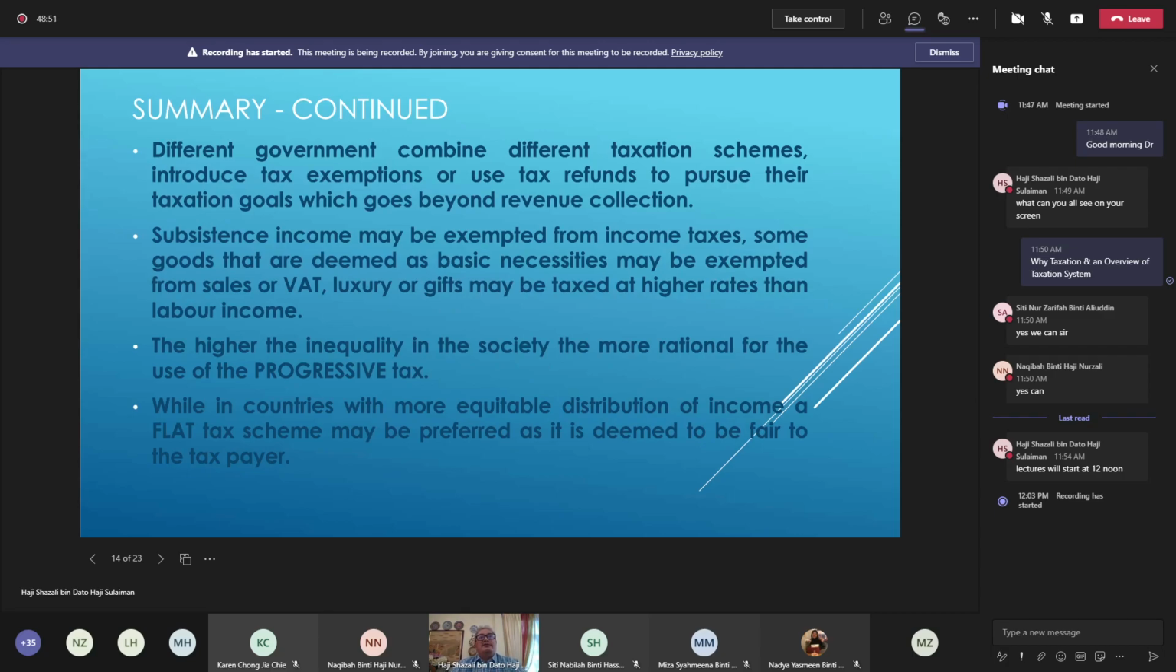Different governments combine different taxation schemes. They introduce tax exemptions or use tax refunds to pursue their taxation goals, which goes beyond revenue collection. So in Brunei, for example, if you make a loss, you can carry forward your losses 6 years. This is for companies. So if you make a profit in the next 2-3 years, you can carry forward your losses and offset them against the profit.